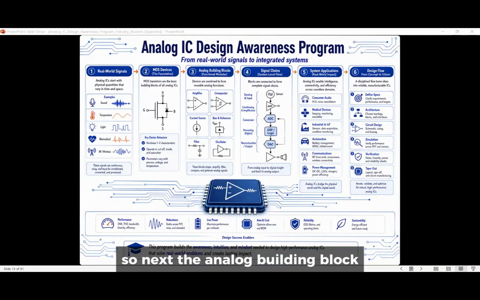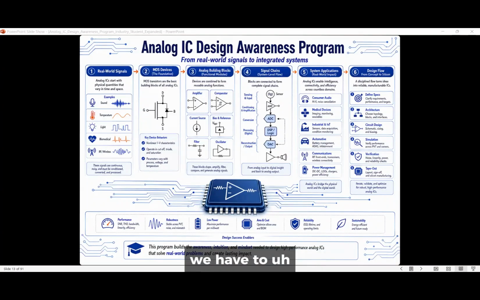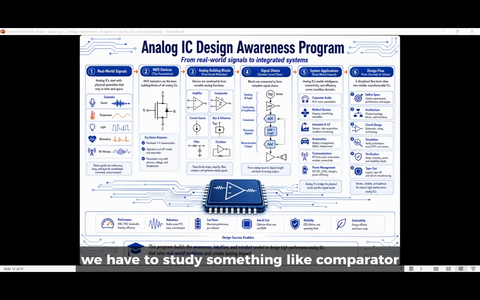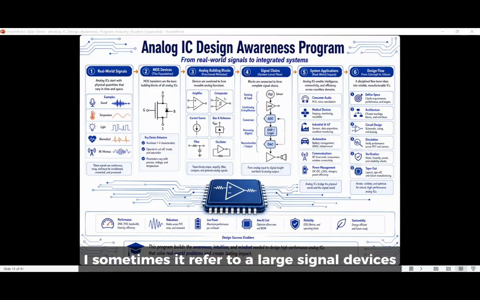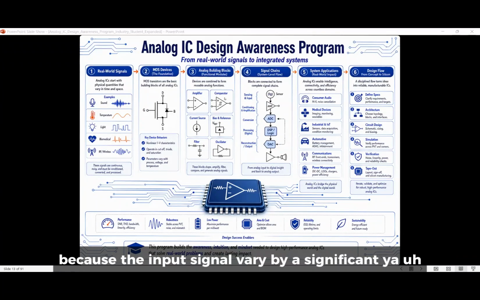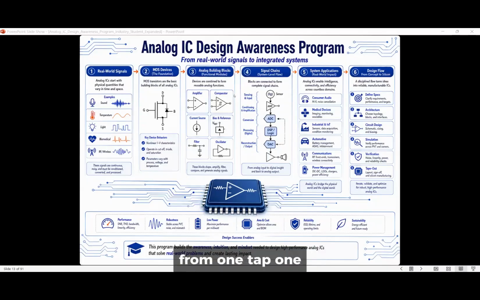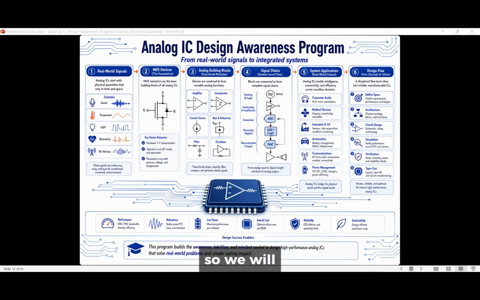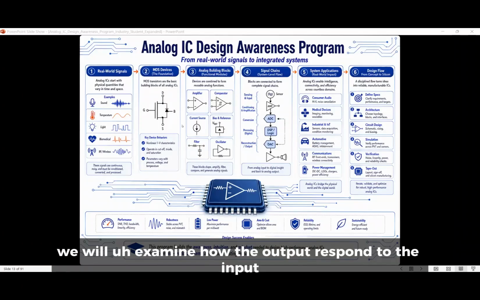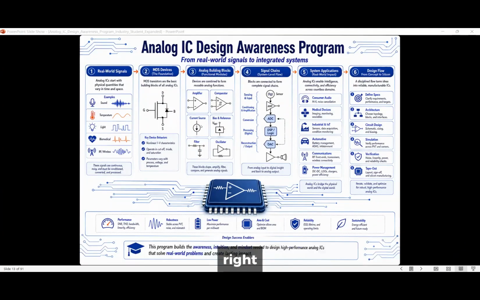Next, the analog building blocks. We have to study something like the comparator, which is a small signal device actually. Comparator is no longer a small signal. Sometimes it refers to a large signal device because the input signal varies significantly, from a very small signal to a very high signal. So we will examine how the output responds to the input, right?